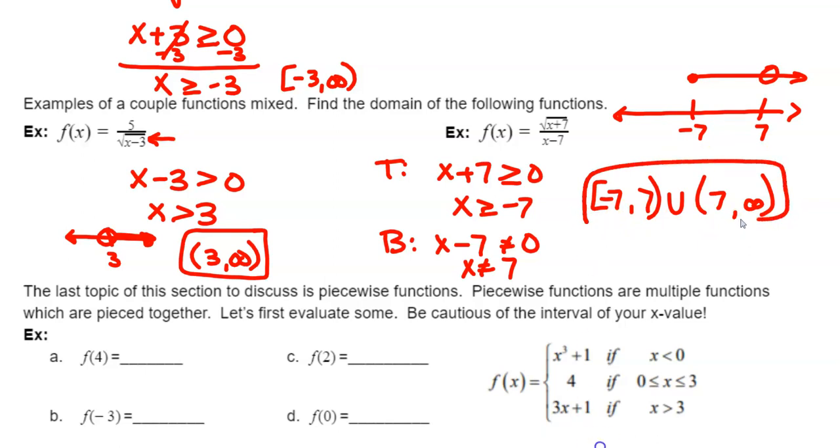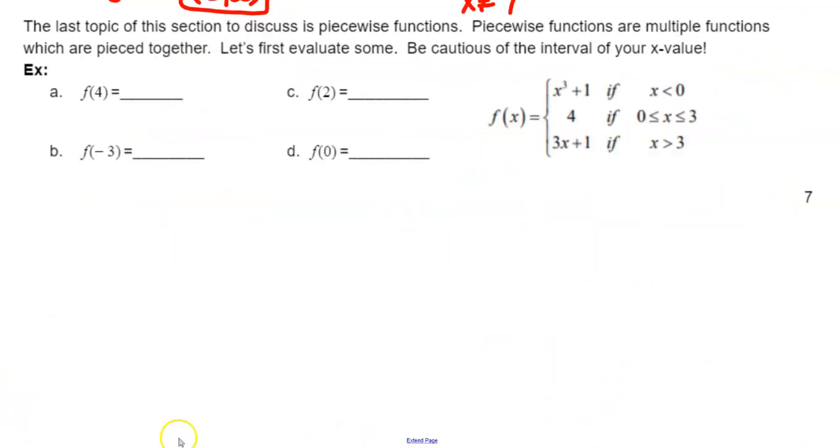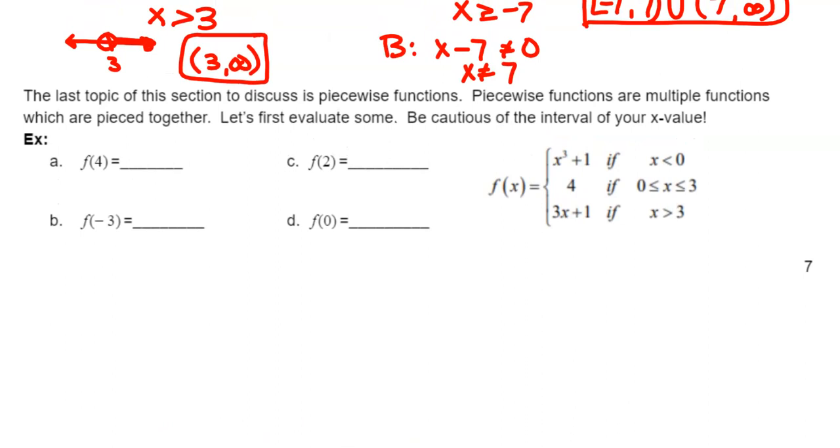Okay? All right, very good. One last information piece out of section 1.2, and that is dealing with piecewise functions. And so, piecewise functions are multiple functions which are pieced together. Okay? Let's first evaluate some. We want to be cautious of the interval of your x value, okay?